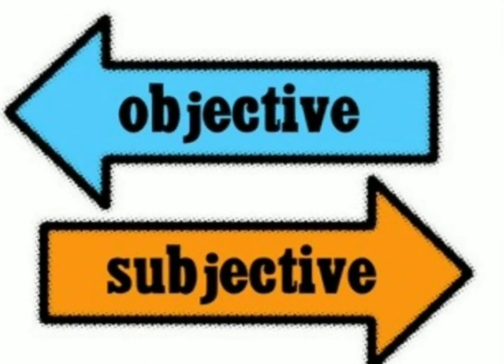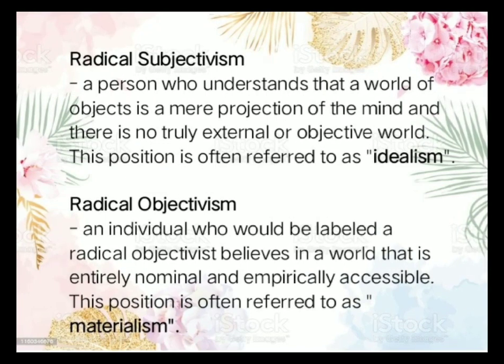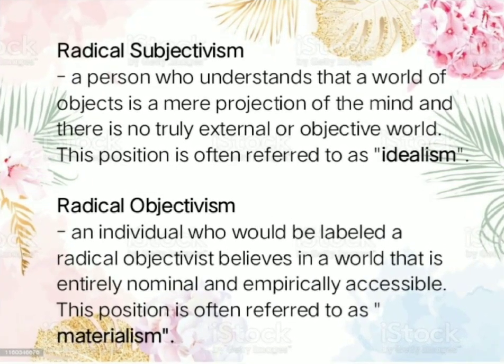Subjective or objective continuum. A radical subjectivist is a person who understands that the world of objects is a mere projection of the mind and there is no truly external or objective world. This position is often referred to as idealism. An individual who would be labeled a radical objectivist believes in a world that is entirely nominal and empirically accessible. This position is often referred to as materialism.